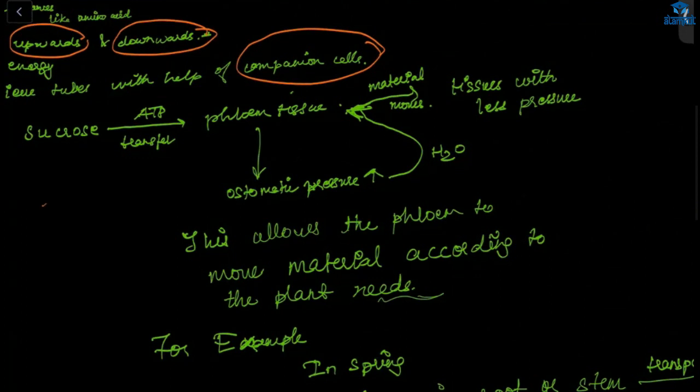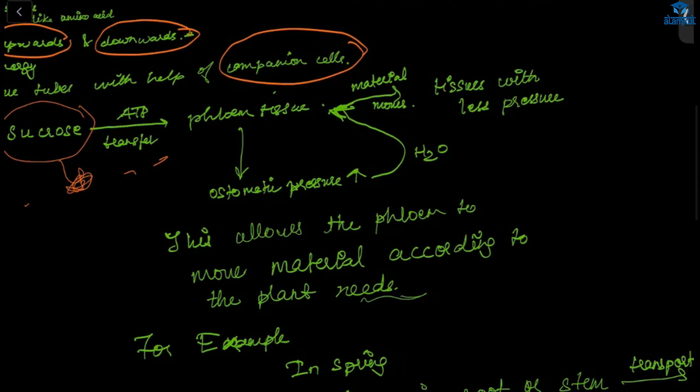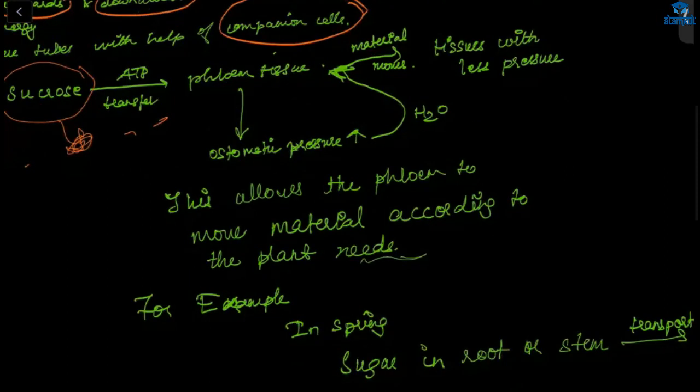Transport of sucrose, how will it happen? From the phloem tissue, the ATP will be given. There will be transfer of material, that is sucrose. We are talking about sucrose here. When it will move, what will happen? The osmotic pressure will increase, and the material will move from one cell to the next. Wherever the pressure is less, it will go. And this will allow the plant to move material according to the plant's need.